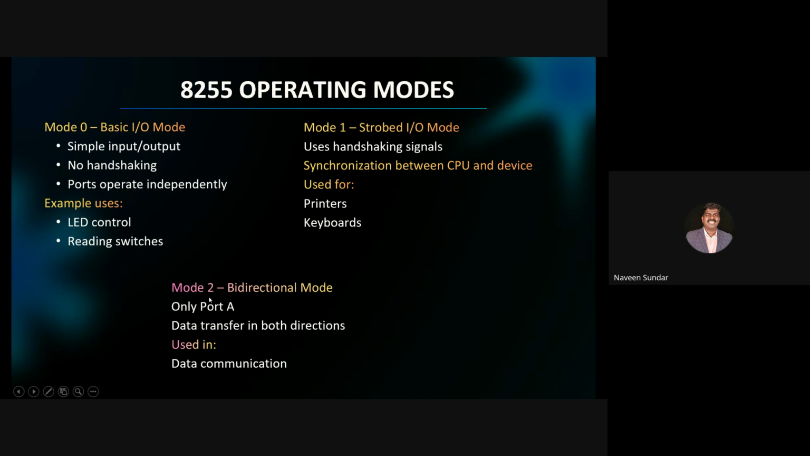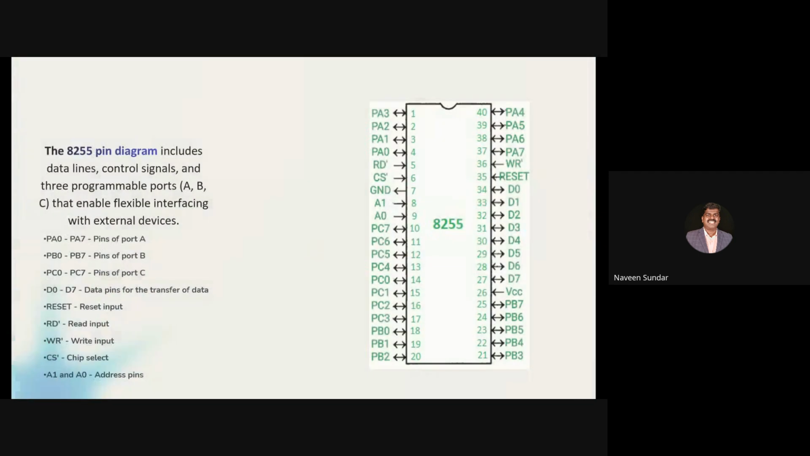Coming to the third one, mode 2, that is the bidirectional mode, in which the transmission of data and the receiving of data will take place. Normally in networking, how we connect with many systems and how the data is transferred in both directions, we call it data communication. So as a whole, we can say this is the 8255 pin configuration.